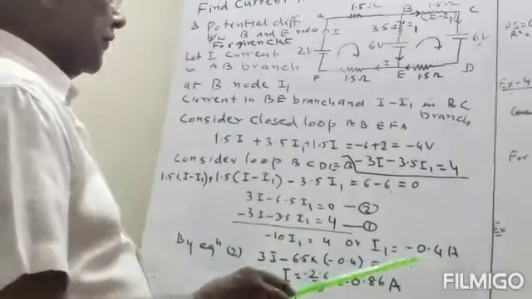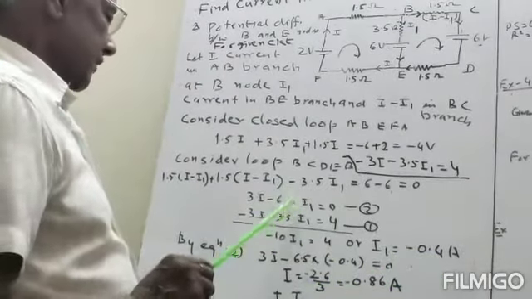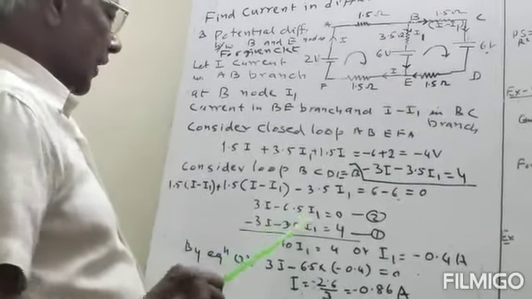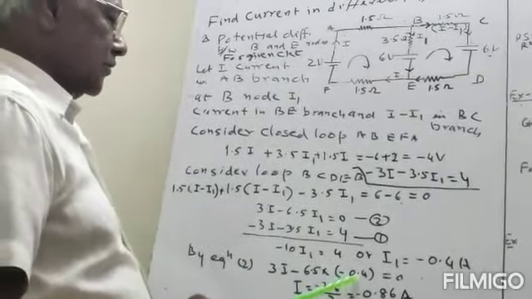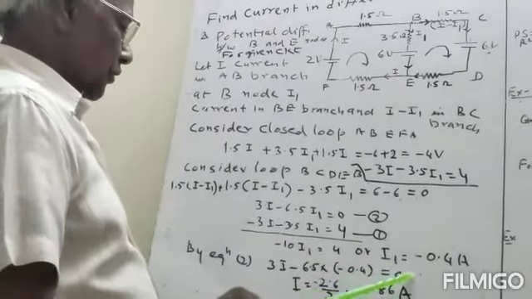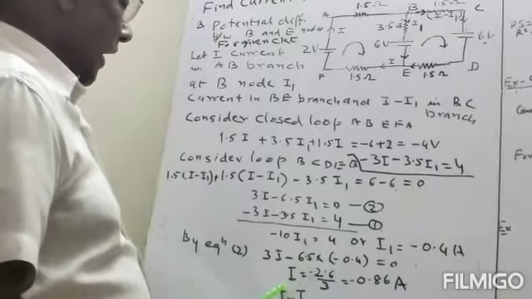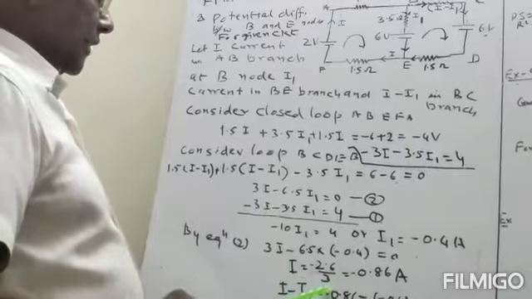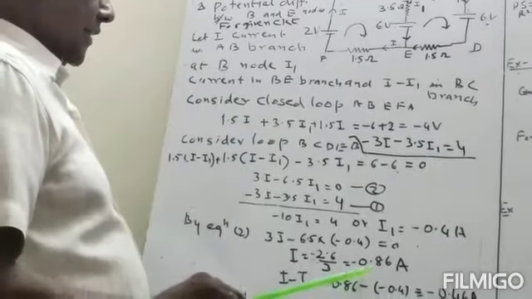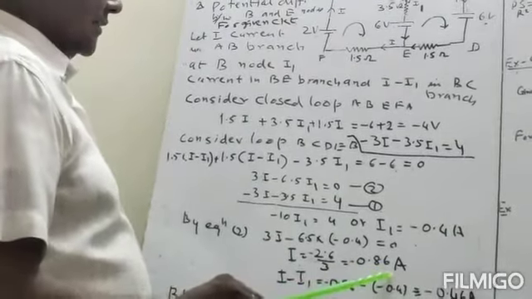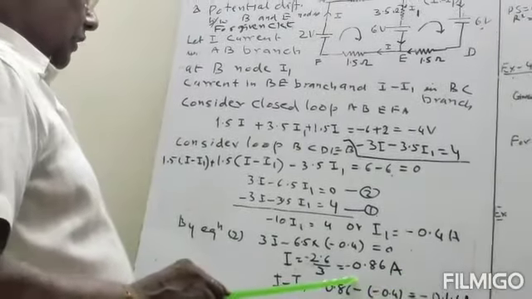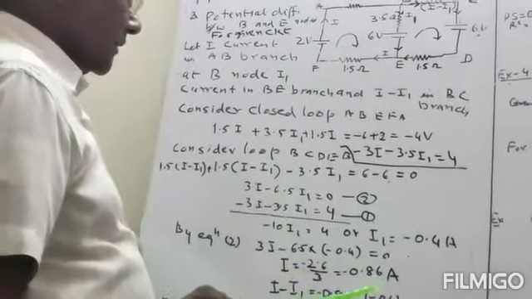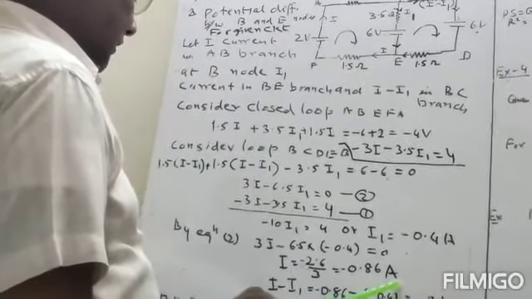Now we substitute the value of I1 here. Then 3I minus 6.5 into minus 0.4 is equal to 0. So this will be equal to, I will be equal to minus 2.6, divided by 3, that is equal to minus 8.6 ampere. So this I current in this branch will be equal to minus 8.6 ampere.